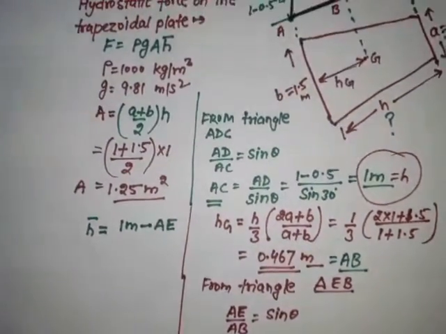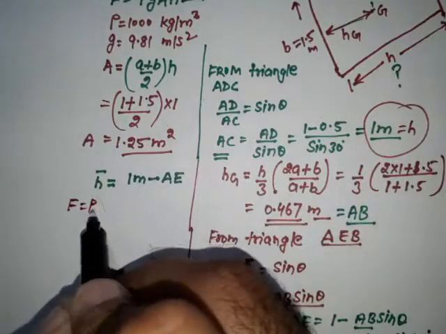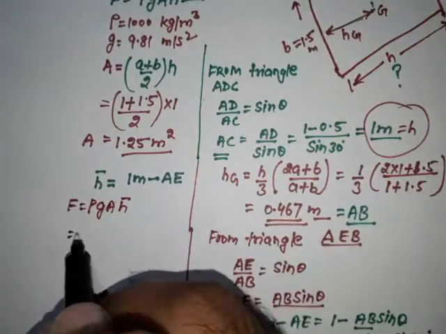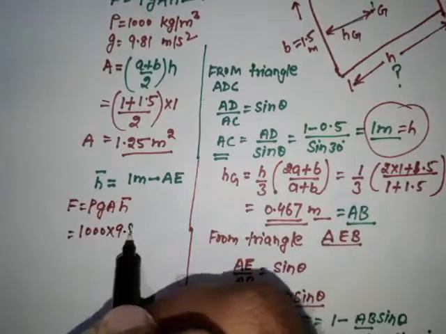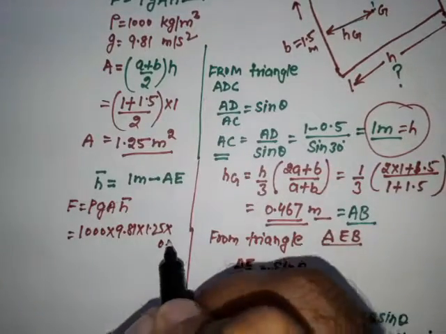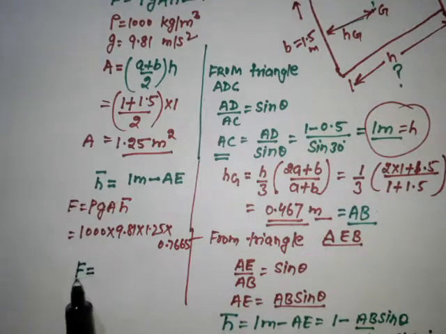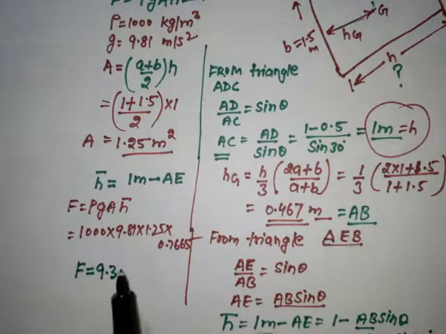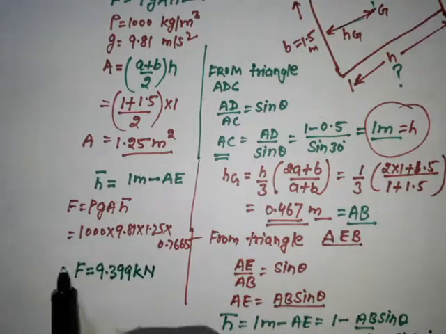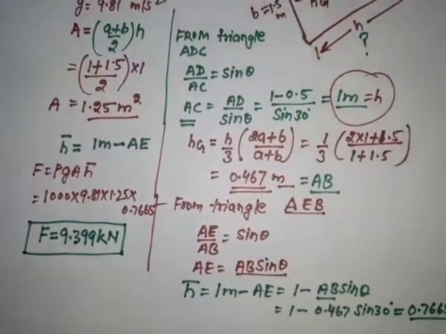So now I substitute all these values in this equation, then I can easily find out the value of hydrostatic force. So F is equal to rho g A h bar, rho is 1000, g is 9.81, A is 1.25, h bar is 0.7665. So finally I got F equal to 9.399 kilonewton. So this is the hydrostatic force on the trapezoidal plate.